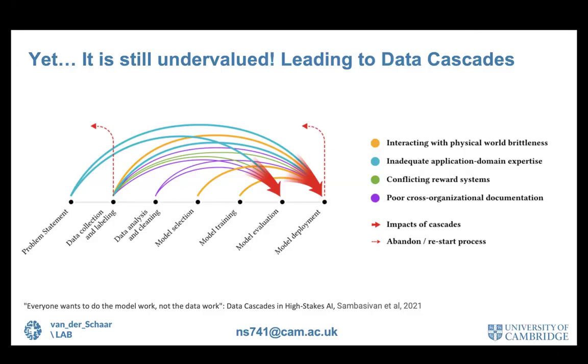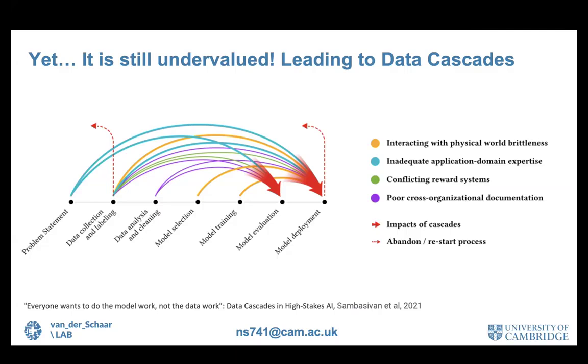I think everyone would find this paper from Google a few years back quite interesting: everyone wants to do the model work, not the data work. What they really show in this paper is that the issues around data really early on in your machine learning pipeline, both right at the collection and labeling stage, and when you analyze it and prepare it for models, is really the area that's neglected in the machine learning community.